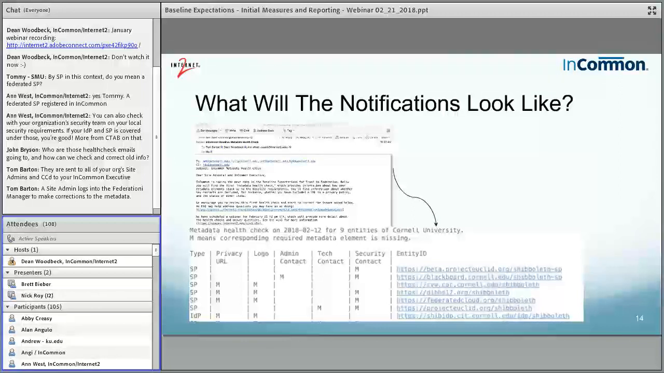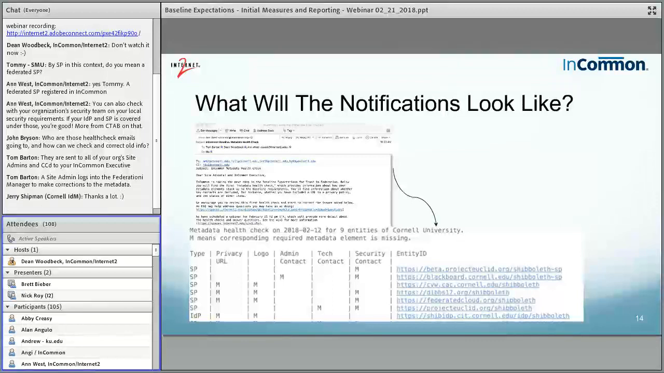So this is what the notifications look like. It should probably say "what do the notifications look like," because we did send out the first set of notifications on Monday, but it appears to be an email from Ann West, who's the Executive Director of InCommon and AVP for Trust and Identity Services. And that's to help get your attention, because you really do need to do something about this if you receive these emails. And then it goes to the site administrators and the execs.